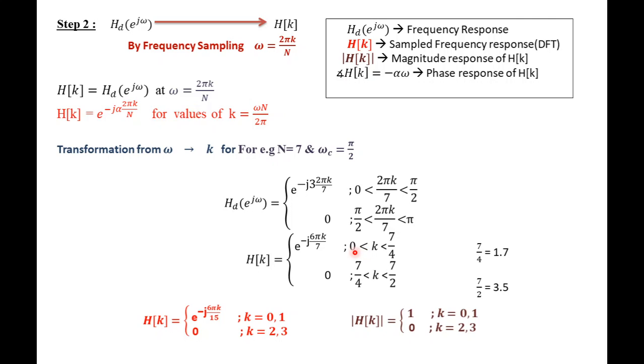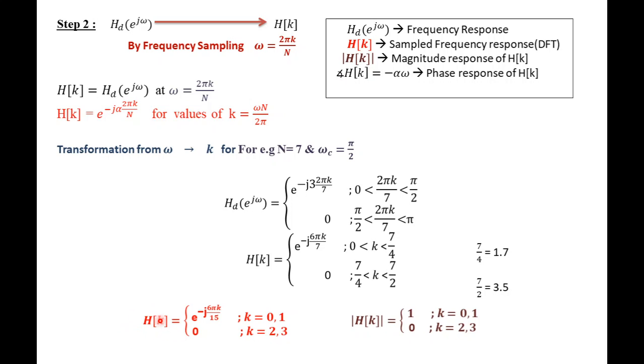And hence, we start with k equal to 0. Lesser than 7 by 4, that is 1.7, lesser than 1.7, the discretized value is taken as 1. Greater than 1.7, the discretized value is taken as 2. And lesser than 3.5, the discretized value is taken as 3. Hence, the sampled version of the frequency response H of k is given as e power minus j 6 pi k by 7 for the discrete values of k equal to 0 and 1, and 0 for k equal to 2, 3.